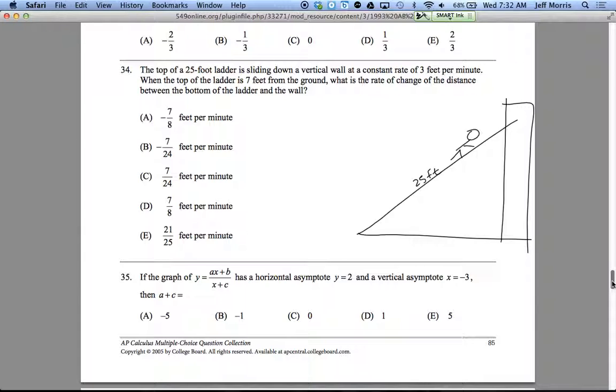Now, the ladder is sliding down a vertical wall at a constant rate of 3 feet per second. We need a variable here. What do you want to let this variable be? The vertical variable, let's call this y. Let's call this one x.